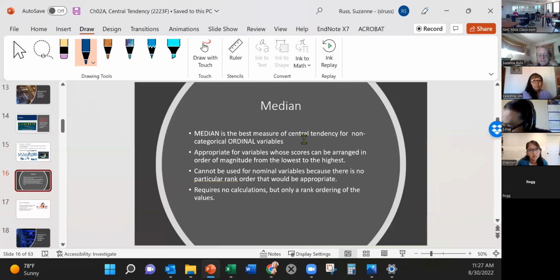So the median is the best measure of central tendency when we have ordinal variables or variables that should be ranked. When scores can be arranged from lowest to highest, then we can find a median. But notice if we had nominal variables, like say, people's favorite color, then we cannot use the median because there's no order that would be appropriate. And there's no math involved in finding the median, unless there's two numbers in the middle and we have to figure out the average.